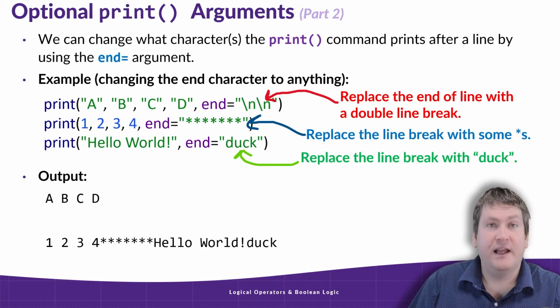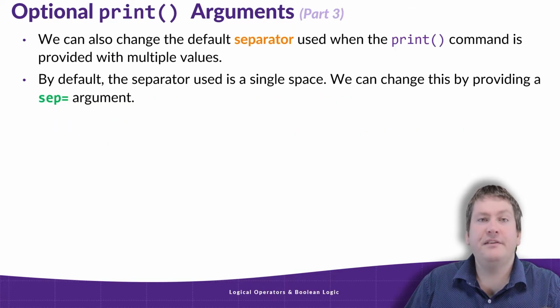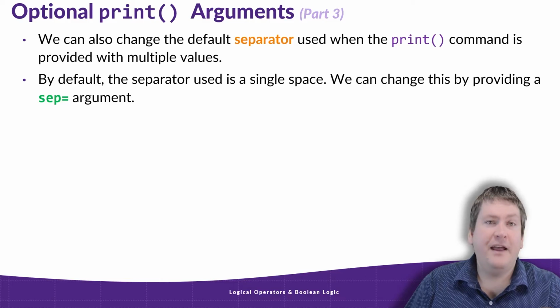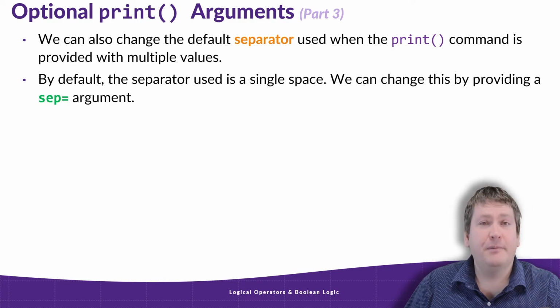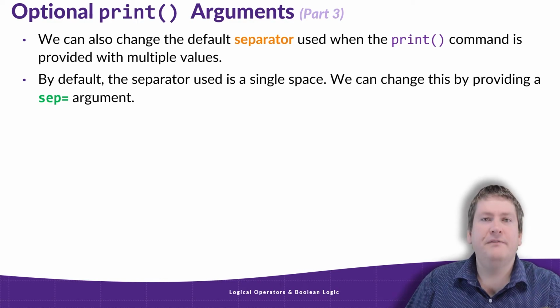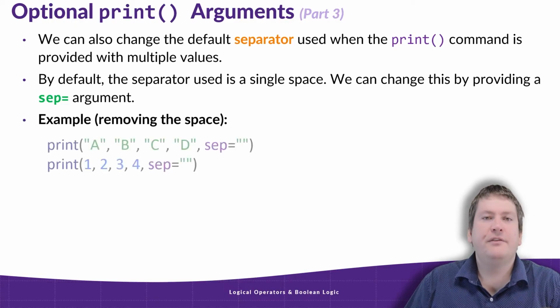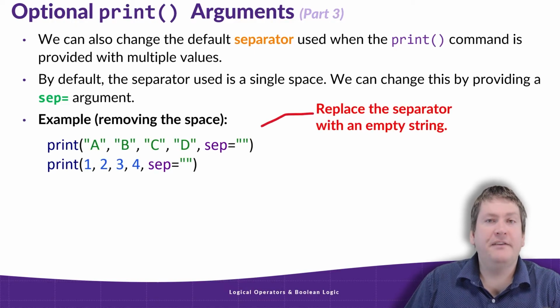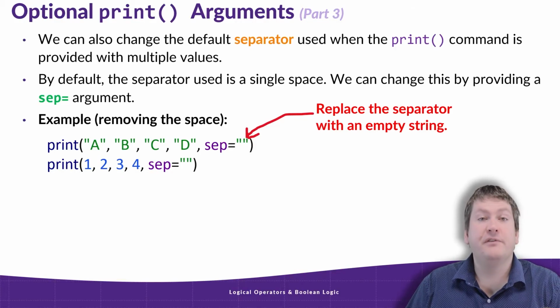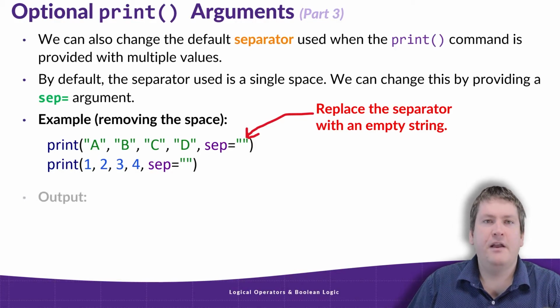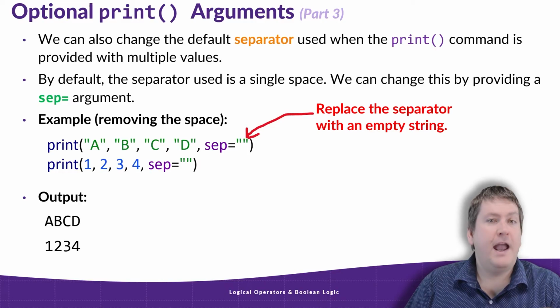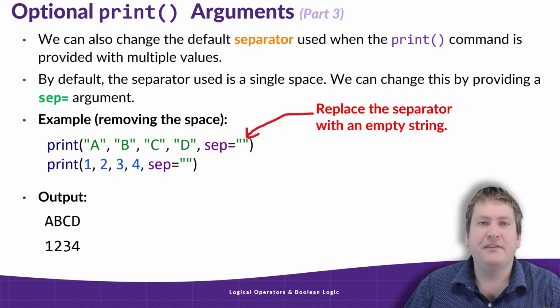It gives us a little more flexibility. But there is a second optional argument that we can use with print, and that is sep, which stands for separator. And this changes how print separates the different values on the same line by default. Remember, by default, it's a single space. So in this example, we are replacing the separator from a single space to an empty string. So this is going to remove the spaces between the values. So the output in this case is going to be AB, CD with no spaces in between.